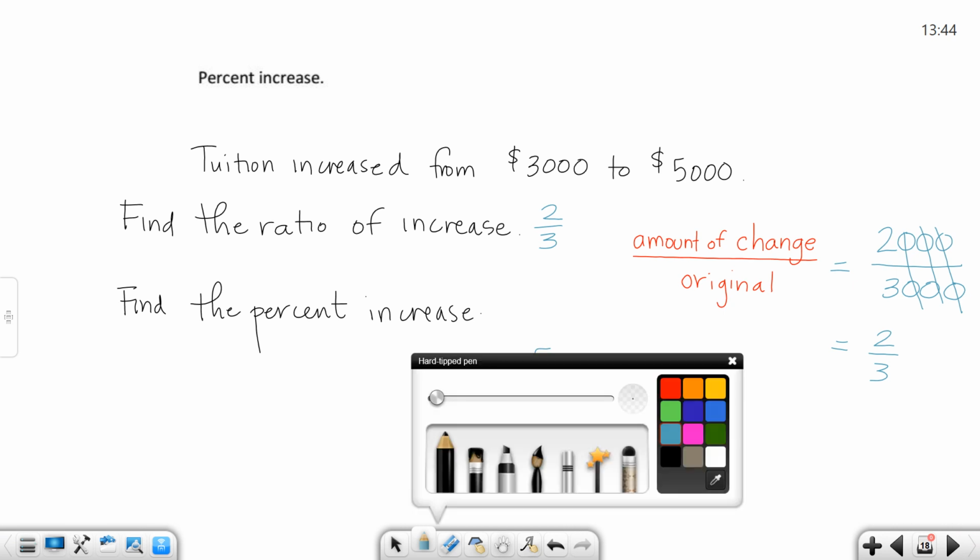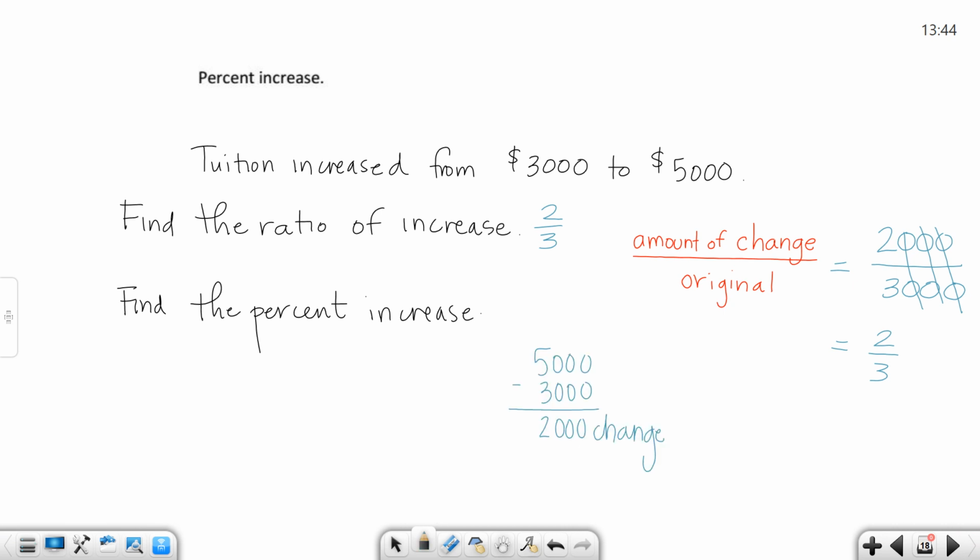Now, to find the percent increase, we have to go through all of that again. So we're going to say 2/3. We'll change it to a decimal. So 3 goes into 20 6 times. Then I see it's repeating. So this is going to be a 0.6 repeater.